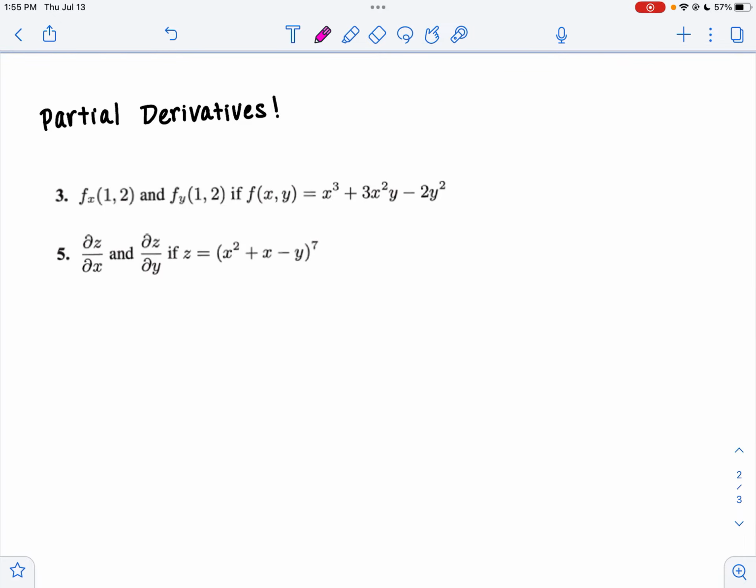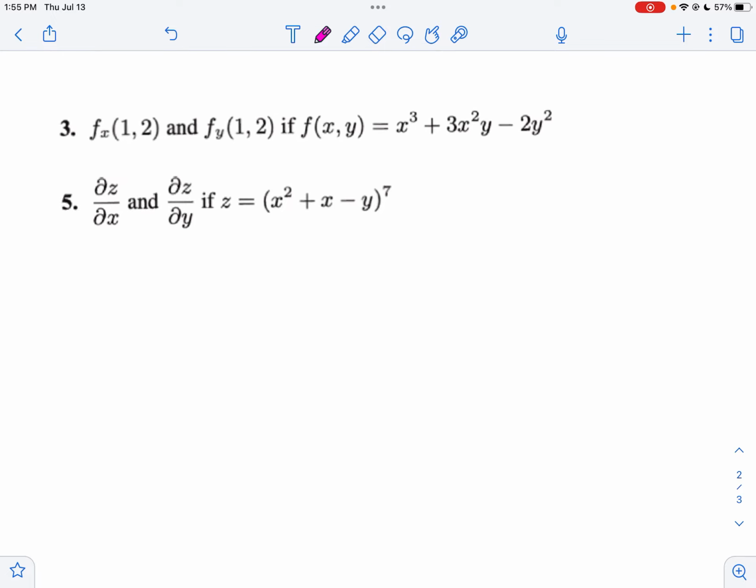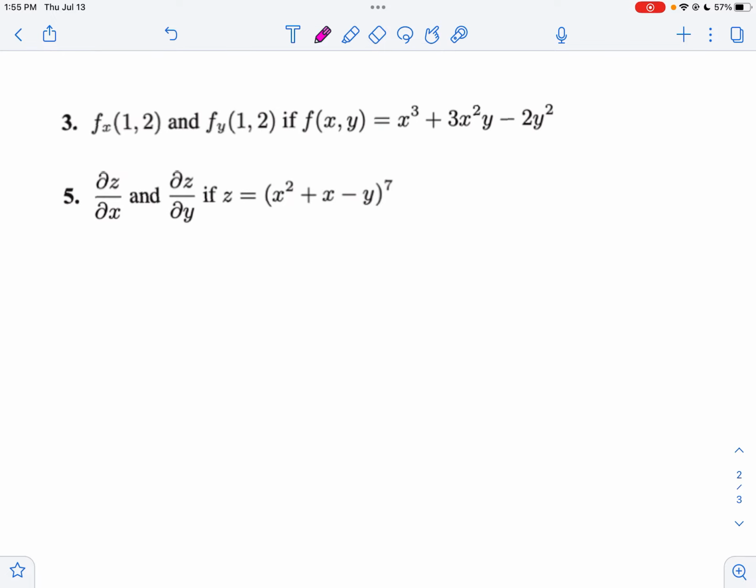All right, so we are going to go ahead and talk about partial derivatives using a couple examples from chapter 14. So starting with example number 3, we're asked to find the partial derivatives with respect to x and y with the point (1, 2), right? In order to do that, we first have to find just the general partial derivatives with respect to x and y. So I'm going to start there, and I thought about how I might explain this if I was explaining this to students.